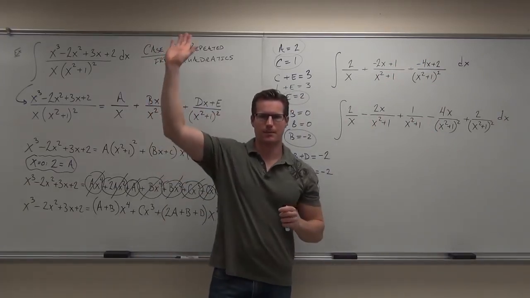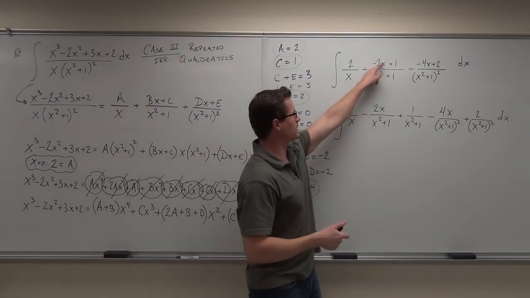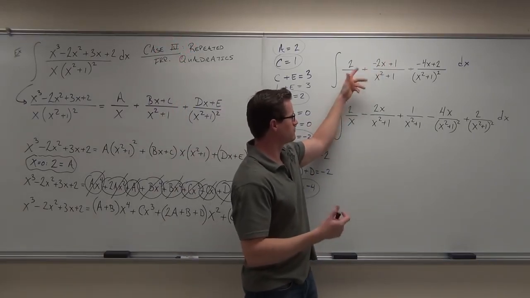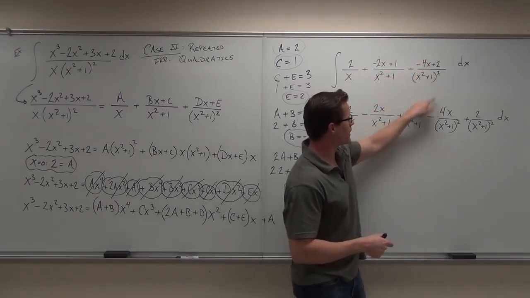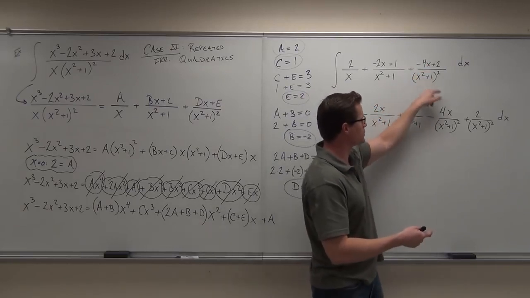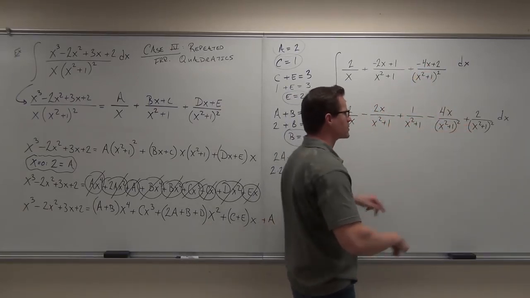Show of hands if you feel okay with that one. Are you sure? So we're splitting it up. We've got no problem. Split it. -2x over x squared plus 1. No big deal. We've got plus 1 over x squared plus 1. We get minus 4x over x squared plus 1 squared plus 2. Notice how my denominators don't change. I'm not changing that. I can't split those, okay? But the numerators, yeah, we can.